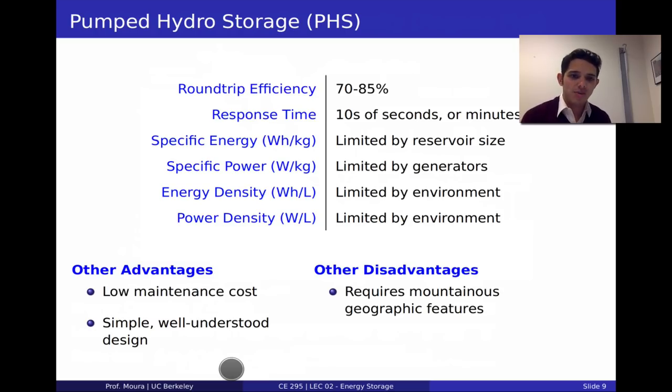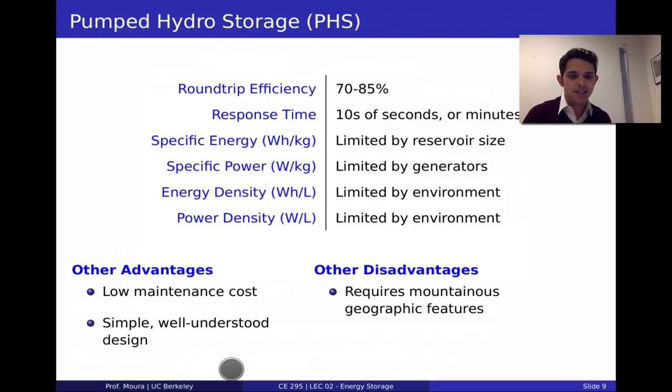So you might ask, what is the round-trip energy efficiency? Depending on the technology, it can be anywhere between, roughly speaking, 70 to 85%. The response time is basically the time that it takes to get a step change in electric power relative to the time that you command that step change. This could be typically on the order of tens of seconds or maybe minutes, and that has to do with waiting for water to flow through the system.